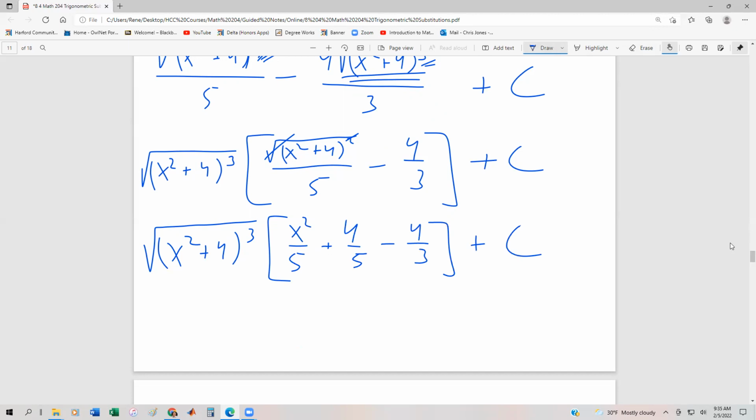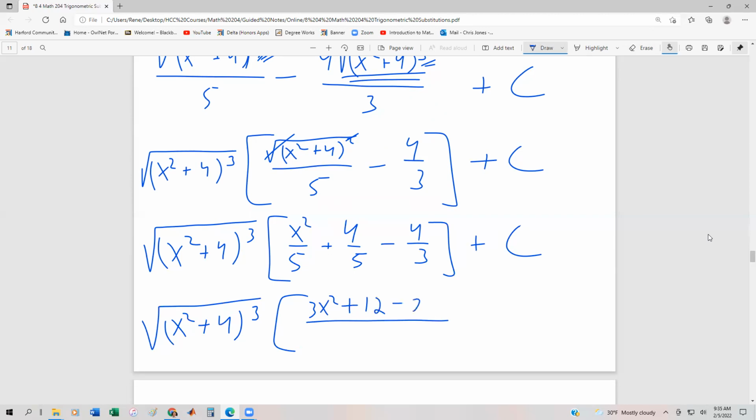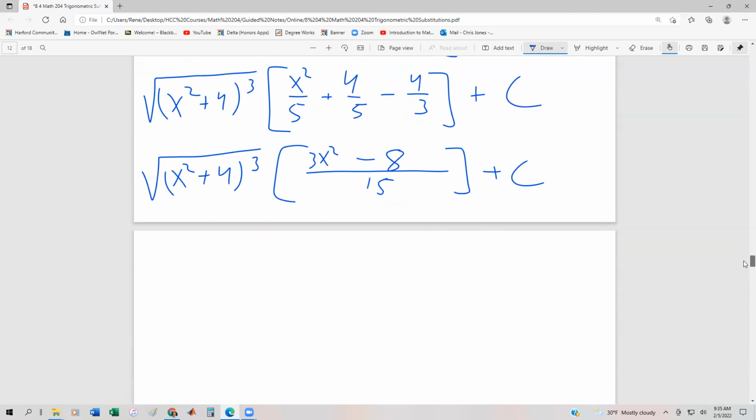If we get a common denominator of 15 for everything, this could be written as x squared plus 4 cubed, and this is going to be 3x squared plus 12 minus 20 over 15, plus c. This is just going to turn into a negative 8. Just getting a common denominator, that's going to be a negative 8. And then finally, if we really wanted to, we could factor out that 1/15.